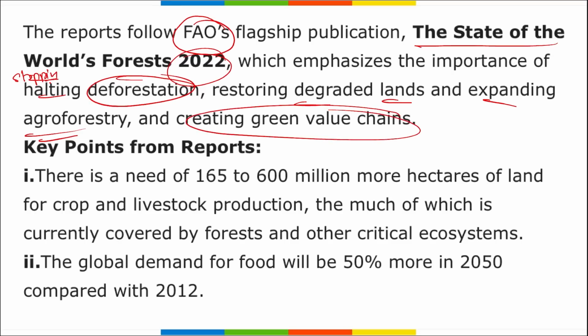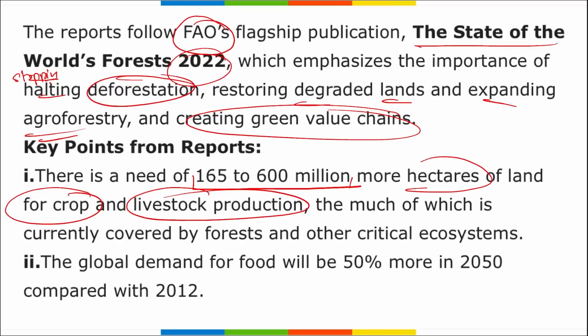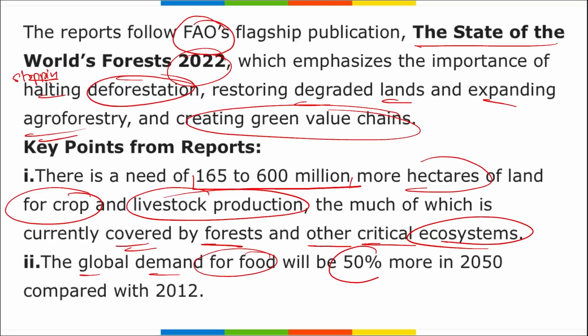Apart from this, some key points from the report are that there is a need of 165 to 600 million more hectares of land for crop and livestock production, much of which is currently covered by forest and other critical ecosystems. And we know once the need is there for certain things, humans will just go for it, and we know that these forest areas can be cleared. The global demand for food will be 50% more in 2050 compared to 2012. All right. Next.